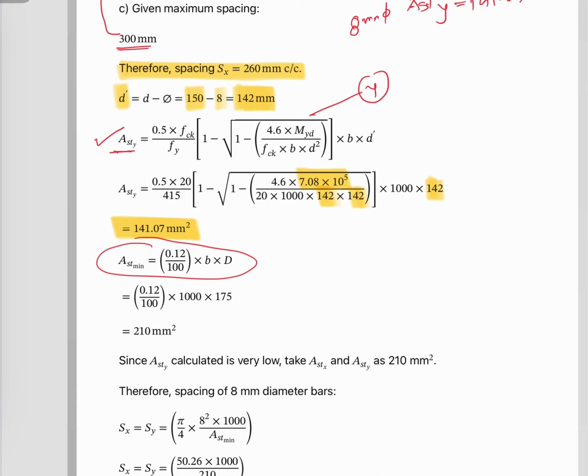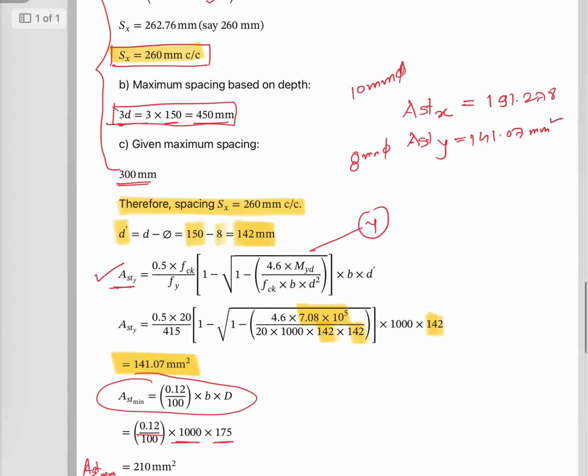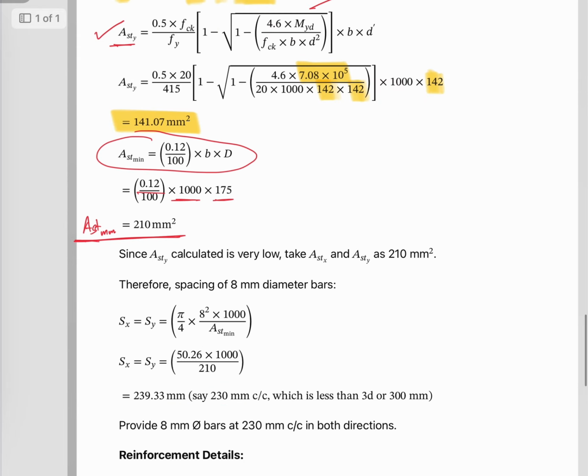So the Ast minimum formula is 0.12% of B into D. So 0.12 divided by 100, into 1000, which is 1 meter, multiplied by capital D, which is 175. This is the overall depth. So your minimum Ast is 210 mm square. So that 210 is more than both these figures. So these figures are not allowed at all. So you need to consider 210 mm square as the minimum steel requirement. Since this Ast y is very low, we are going to take Ast x and Ast y as 210 mm square.